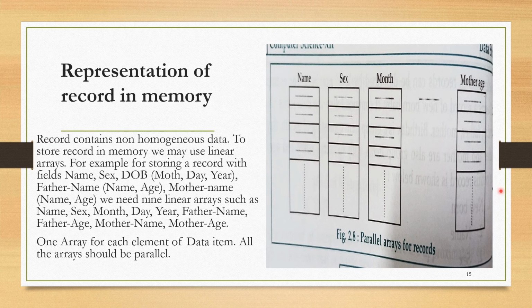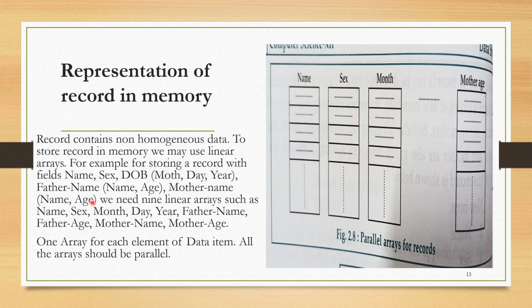Okay, let's see next. Now, this is a representation of a record in memory. We have seen the employee record. An employee record has so many fields like name, date of birth, age, father's name, like that. Date of birth again has date, month, and year. Now see, this record is non-homogeneous because it has numbers, dates, and characters. For example, name is a character field, date of birth is a date field, and age is a numeric field. So the record has non-homogeneous data.